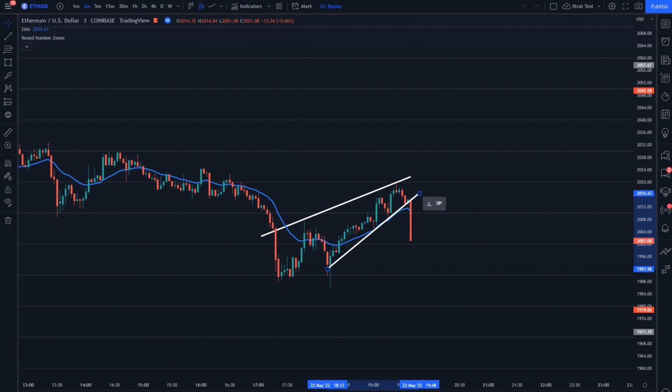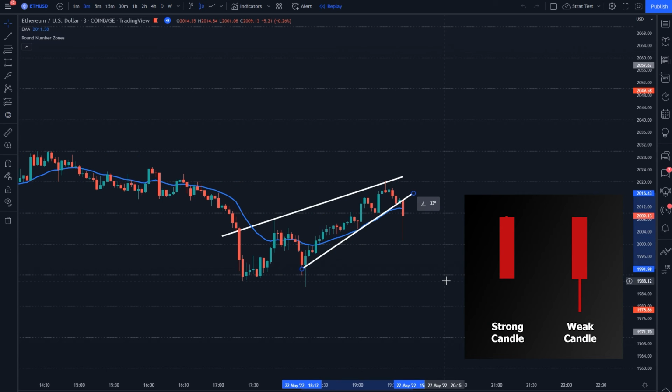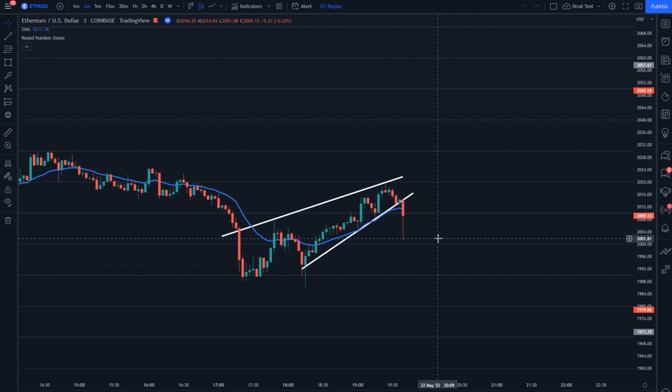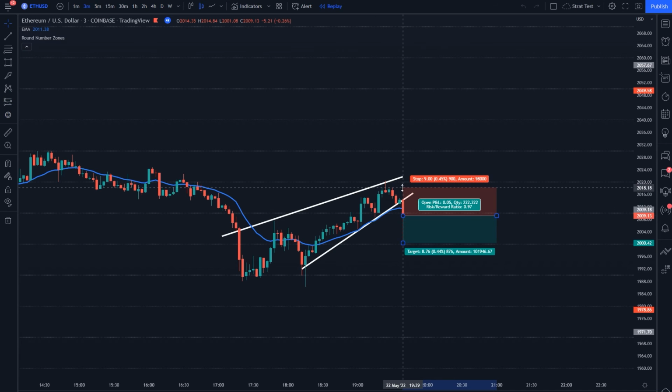Here's the breakout, the candle is large, but it is not a strong candle, for it has a pretty long wick at the bottom, which can be seen as a sign of weakness. So I wouldn't take the trade, but let's assume that we did anyway. So we are in the trade here at the close of the candle, and the take profit as before we set to the next round number zone.